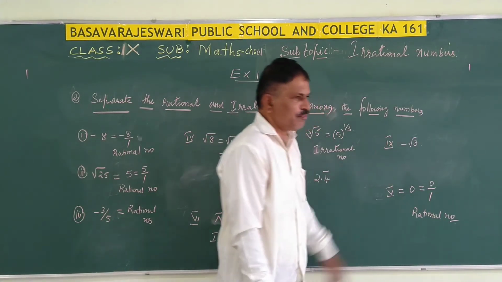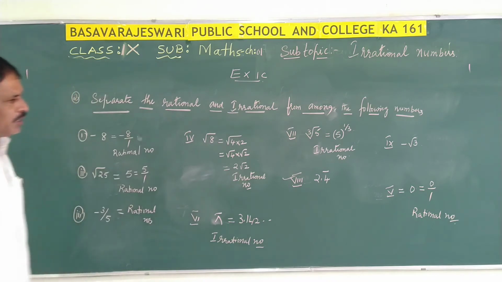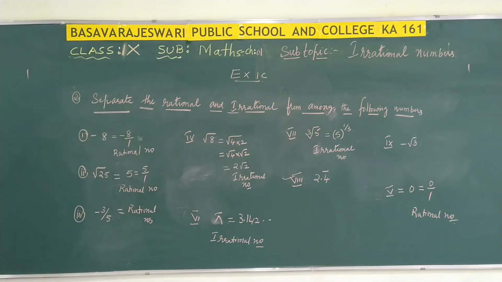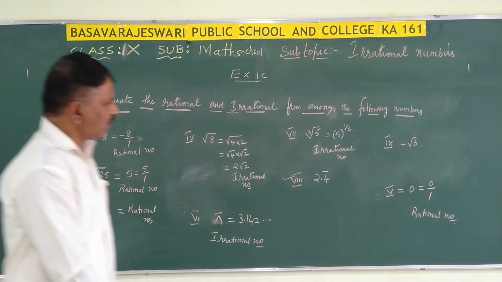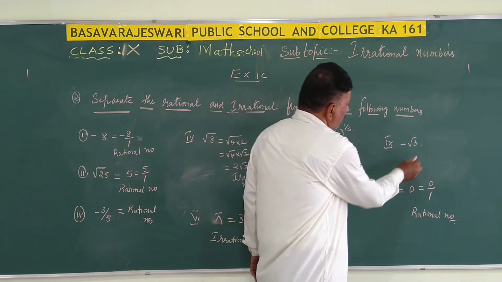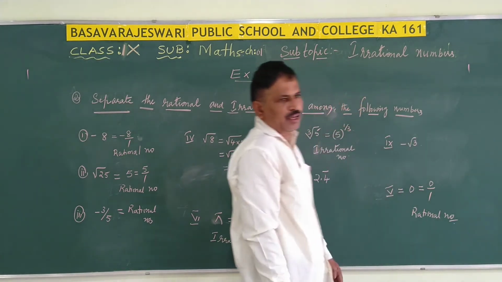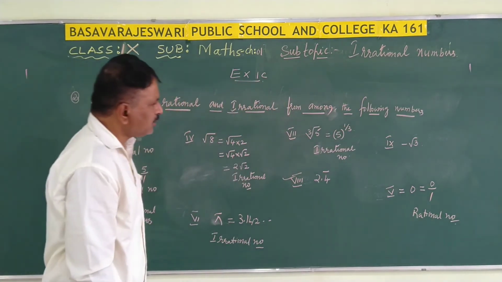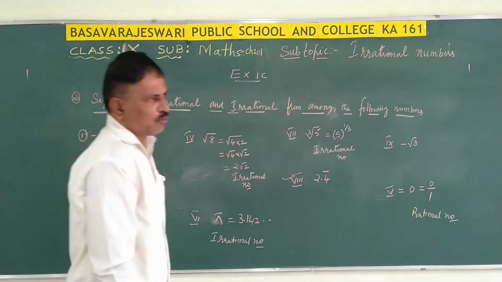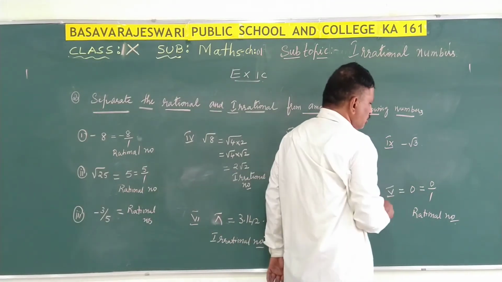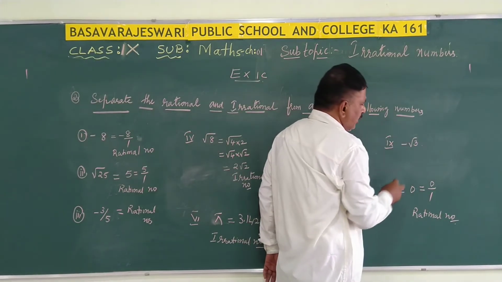The last one, minus root 3. Is it a rational number or an irrational number? Root 3 is an irrational number, so hence it is an irrational number only. Whether negative or positive doesn't matter. Root 3 is an irrational number.